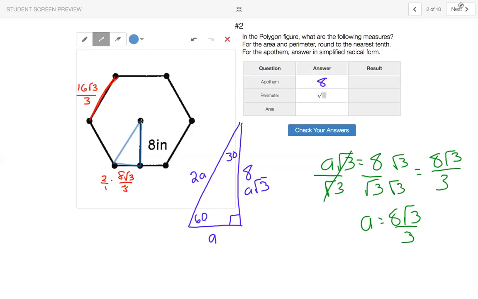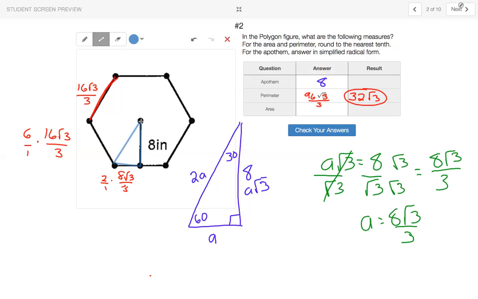And if I want to know my perimeter, I have to multiply that side length times 6. Well, 6 times 16 is 96 radical 3 over 3. Now, that answer is correct. The 96 over 3 actually reduces, so we can make this look a little cleaner. 96 divided by 3 is 32. Okay, so my perimeter would be 32 radical 3.